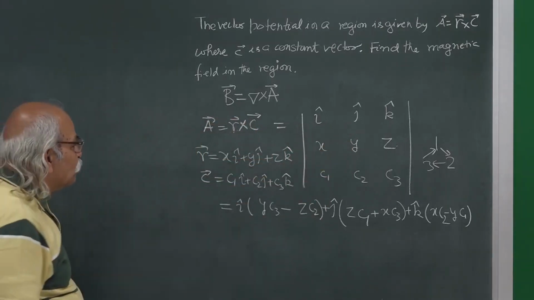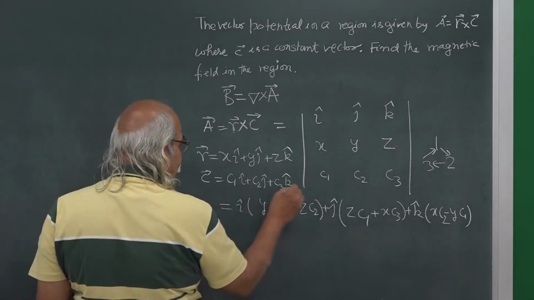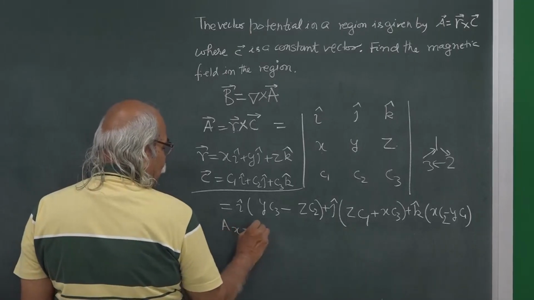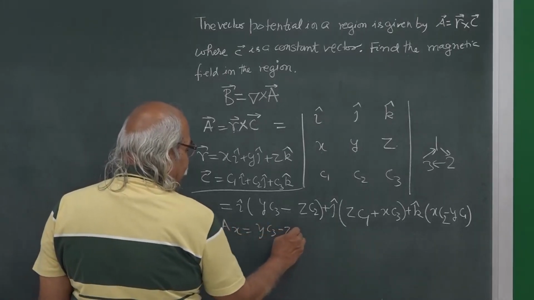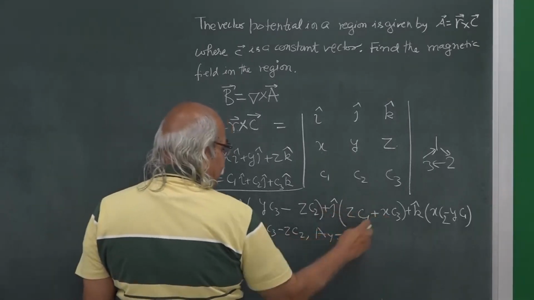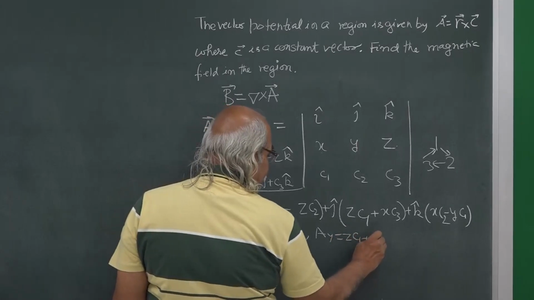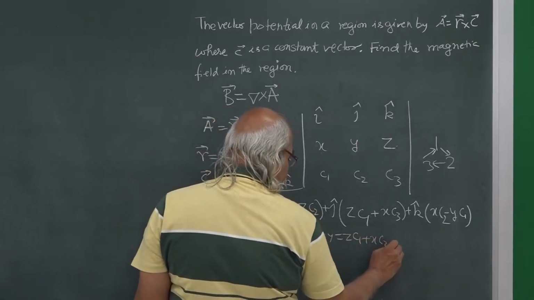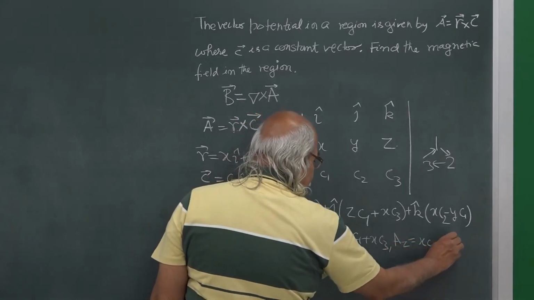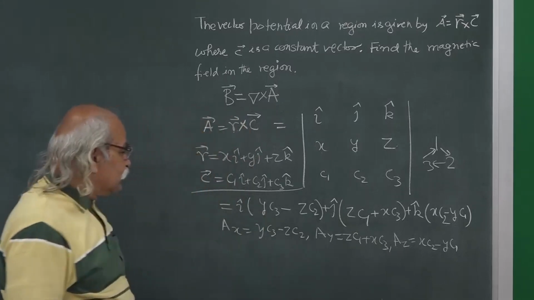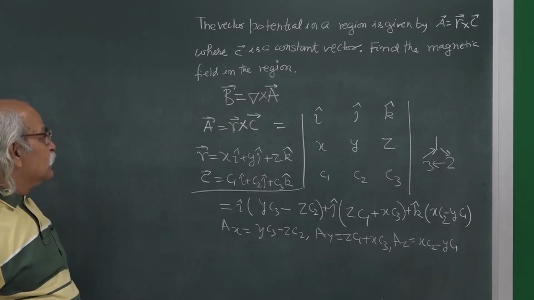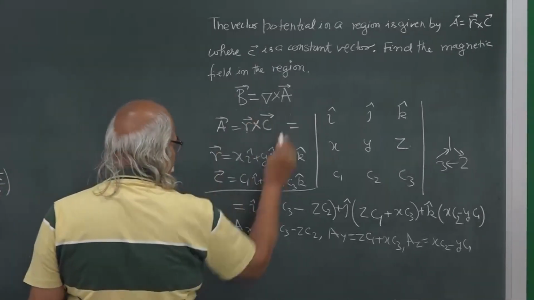So these are the components of what? Of this A. So Ax is equal to y c3 minus z c2. Ay is equal to z c1 minus x c3, and Az is equal to x c2 minus y c1. So these are the three components of the magnetic vector potential. Now come to this, B is curl of A.